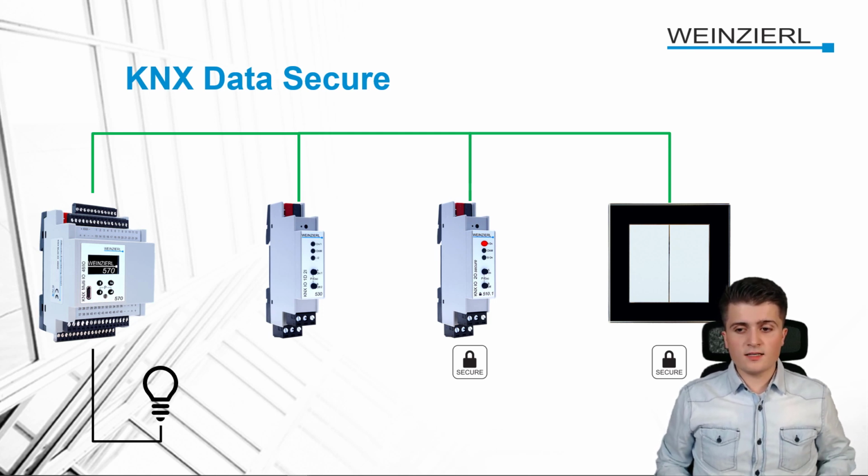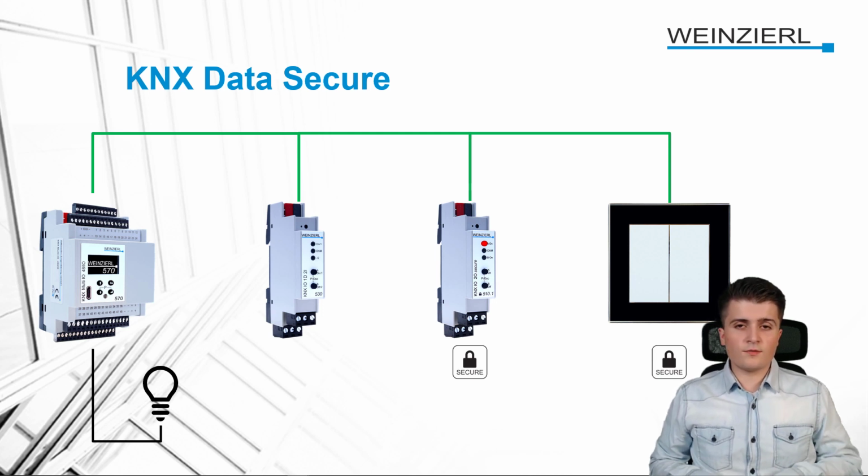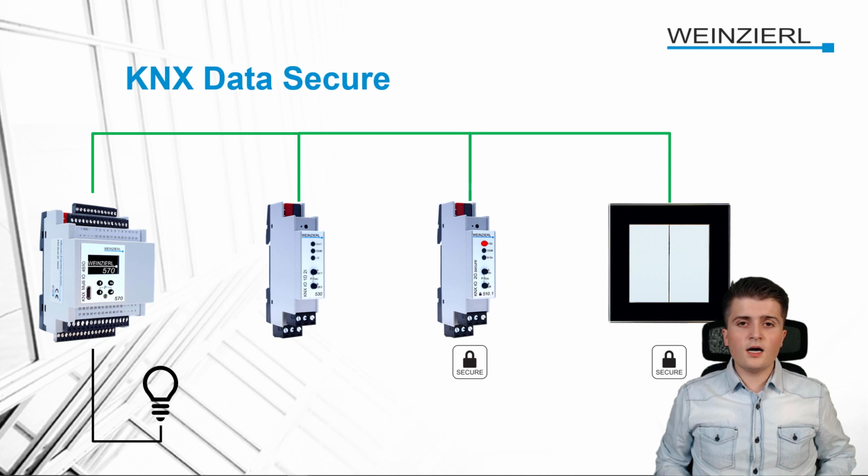Now in the second example, with the second rocker, I have a central function, because with this rocker I want to turn on the channel 2 of the secure switching actuator and the channel 1, as well as the light on the unsecure switching actuator, as well as the multi-IO. So here we have a group address which has group objects from unsecure and secure devices.